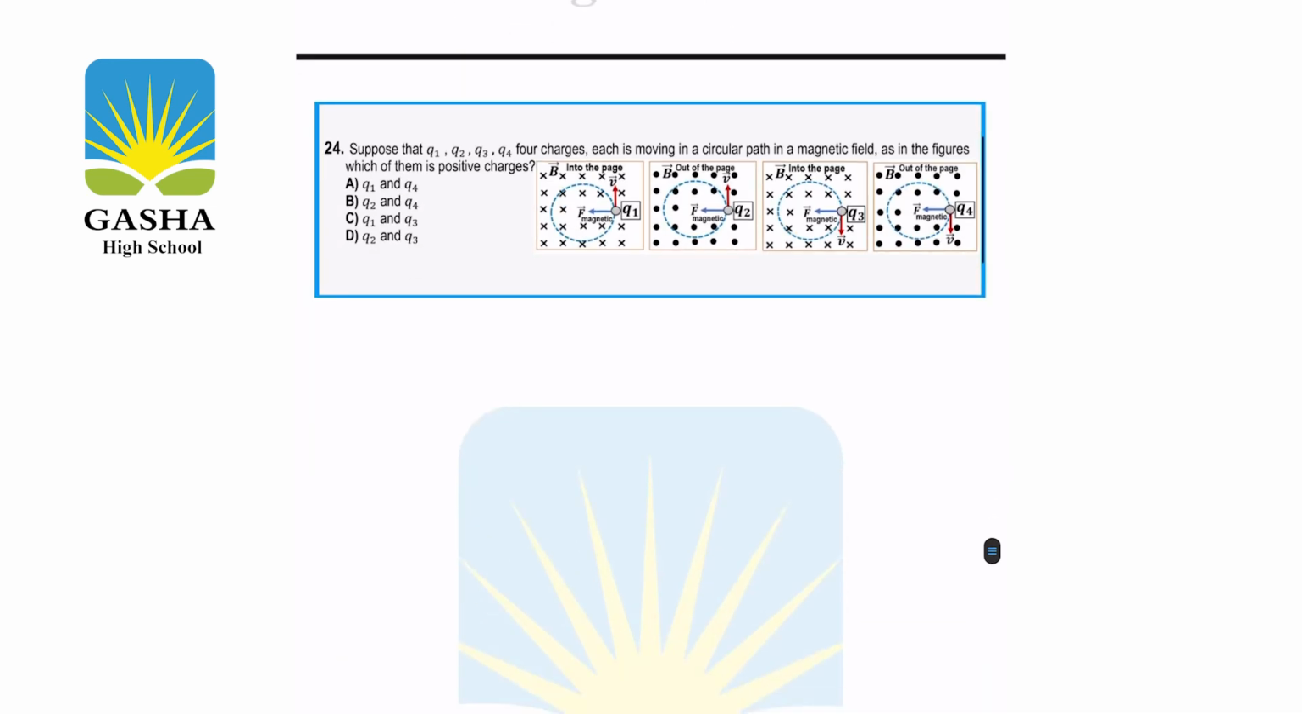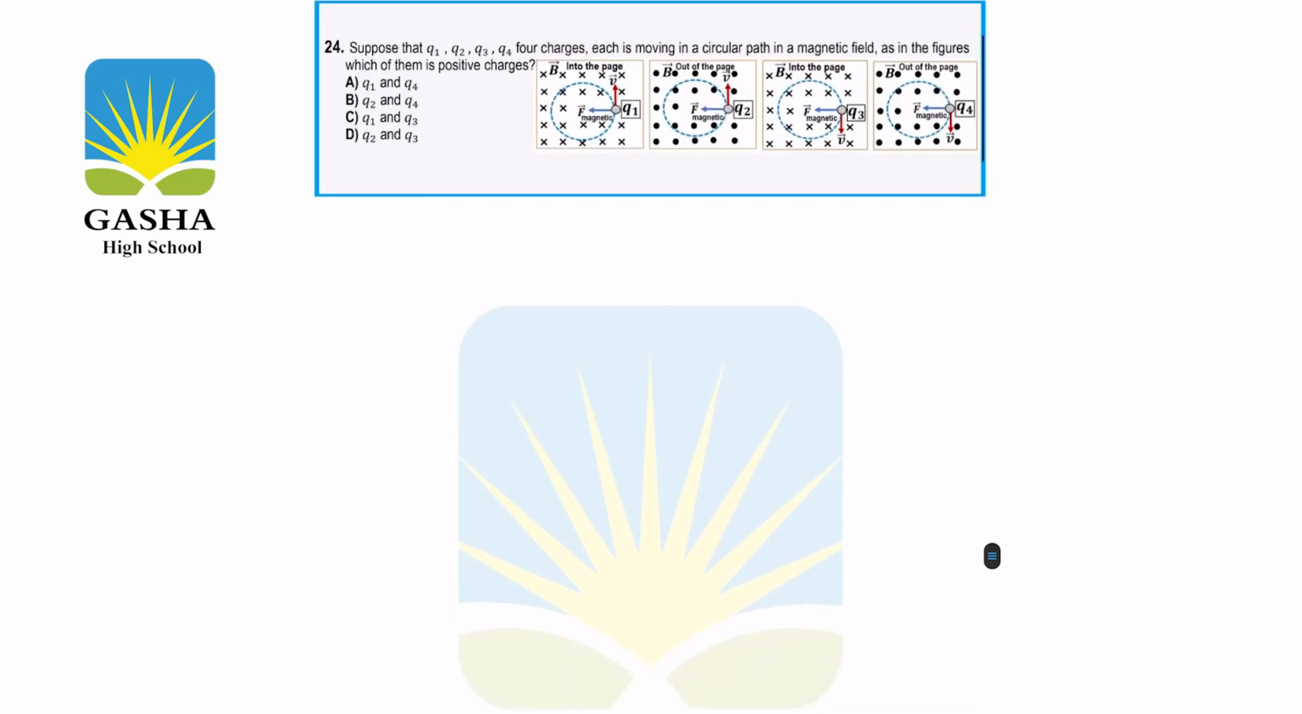Okay, let's move on to question 24. So question 24, we have a figure. In this case, we have to use the right-hand rule in order to solve the question, or we have a note for this. Suppose that Q1, Q2, Q3, and Q4 each is moving in a circular path in a magnetic field, as in the figure. Which of them is a positive charge? Because it doesn't mention that the charge is negative or positive, we have to use our right-hand rule in order to determine which is which.